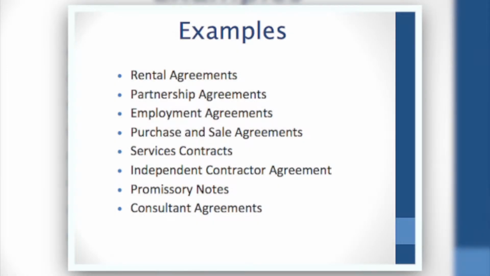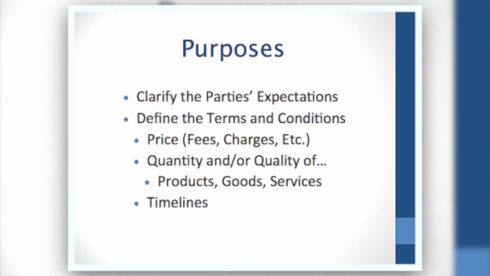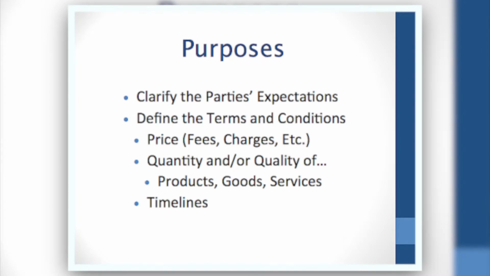The purpose of the contract is to clarify the parties' expectations. You can define the terms and conditions of the contract itself. When you think of the price, fees, charges, those sorts of things, that will help the parties understand the fiscal aspects of this contractual relationship. If we're talking about quantity and or the quality of things like products, goods, services, those should be well defined. What about timelines? How long is somebody going to be granted in order to be able to provide unto you the services or the goods that you're going to be paying the price for? Define those clearly, and everybody will be able to understand what they're getting into.